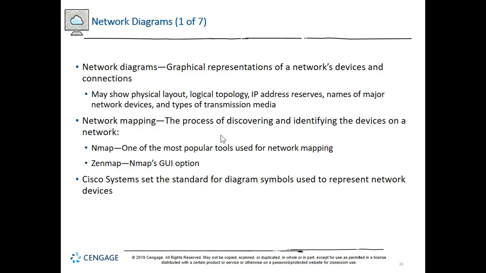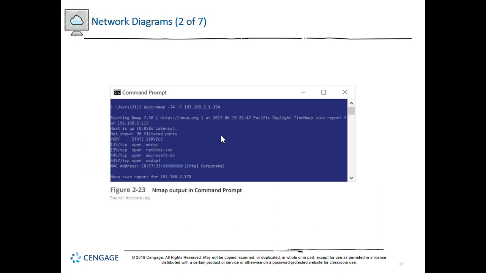You can also use programs like Nmap and ZenMap, which allow you to bring up a graphic representation. Your computer will go out and find all the network devices that are currently on, and then it's up to you. Then you can drag them around and organize them on your map. Cisco has set the standards of what a router graphic looks like, what a switch graphic looks like. So all networks out there are using the same type of graphic representations.